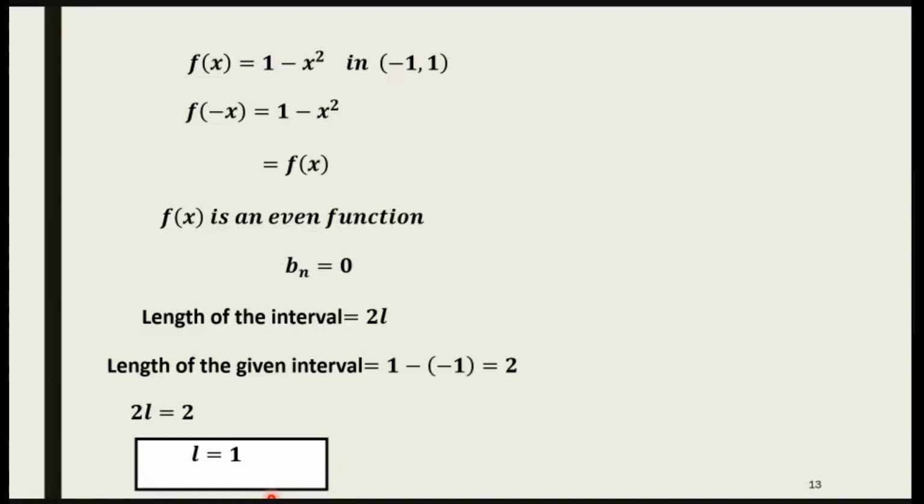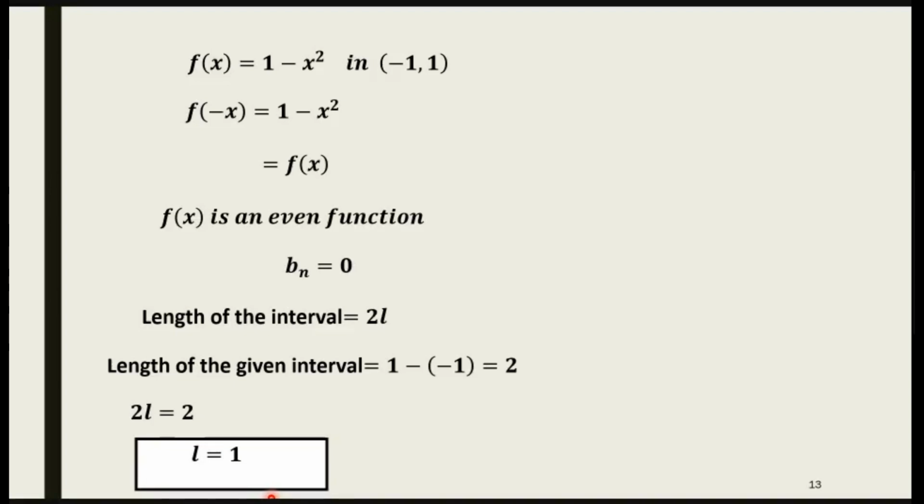Okay. So now L is equal to 1, f of x is equal to 1 minus x square. Now, since f of x is an even function, bn is equal to 0, so we calculate a0 and an. So calculate a0 now. 2/3, okay.